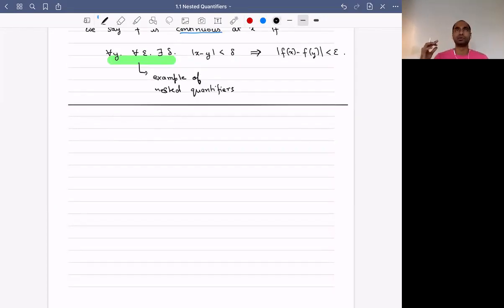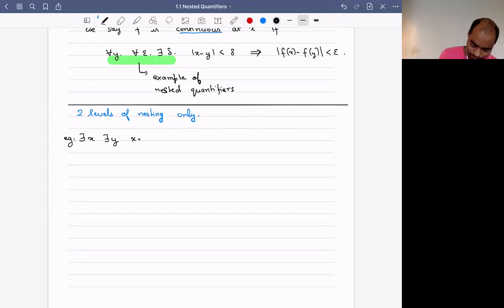I'm just going to jump right into examples, because understanding examples is the way to understand nested quantifiers. We will restrict our attention to two levels of nesting, and the meaning for this will become clear in a moment. Okay, so the first simplest example is there exists. Let's say the domain of both x and y is real numbers.